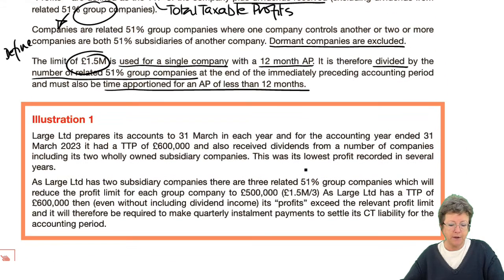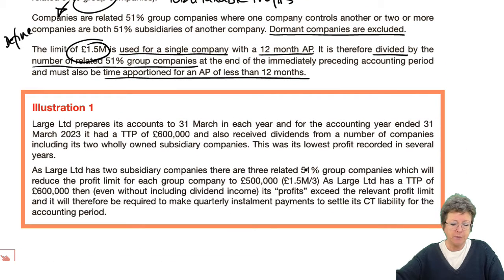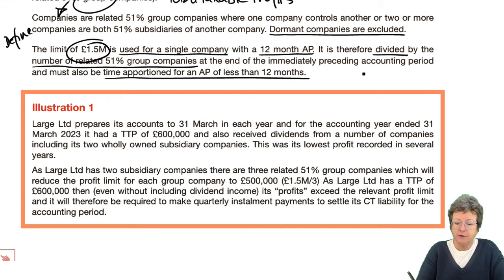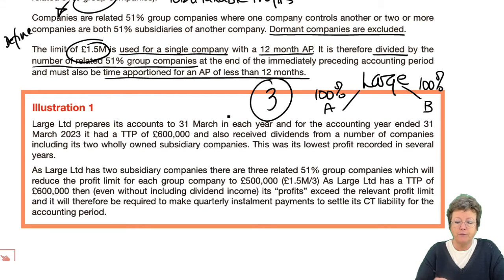So we have an illustration here. Large Limited prepares its accounts to the 31st of March each year, and for that accounting year ended 31st of March 2023, it had TTP of 600,000. It also received dividends from a number of companies, including its 2 wholly owned subsidiary companies. So Large has 2 companies, we'll name them A and B for this illustration. Wholly owned, 100%, A and B. So how many are there in the group? There are 3 of them.